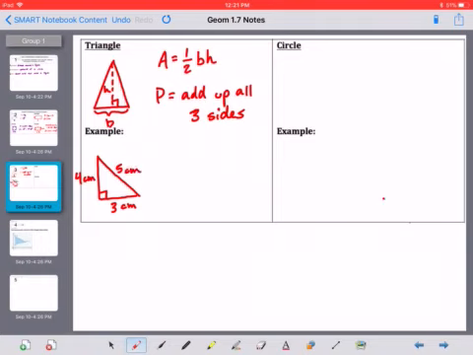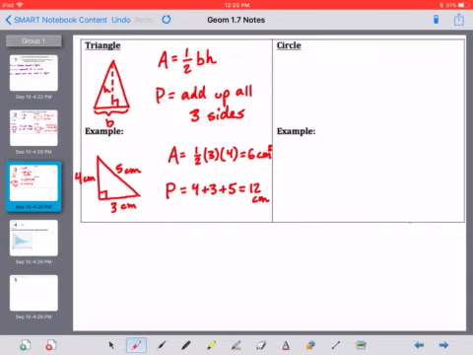And let's find the area first. So we take 1/2 times the base, which is 3 centimeters, times the height, which is 4 centimeters. So 3 times 4 is 12. Half of 12 is 6. So this would be 6 square centimeters. And the perimeter, we just have to add up the 3 sides. So 4 plus 3 plus 5 is 12 centimeters.